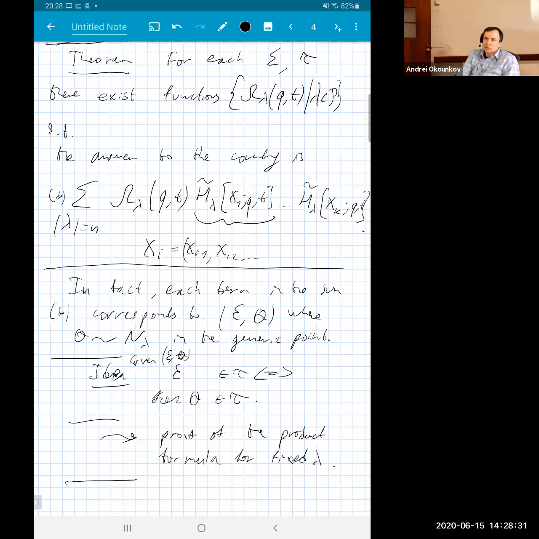Anton, is your formula true in some form for nodal curves? I don't know what a bundle over a nodal curve is.